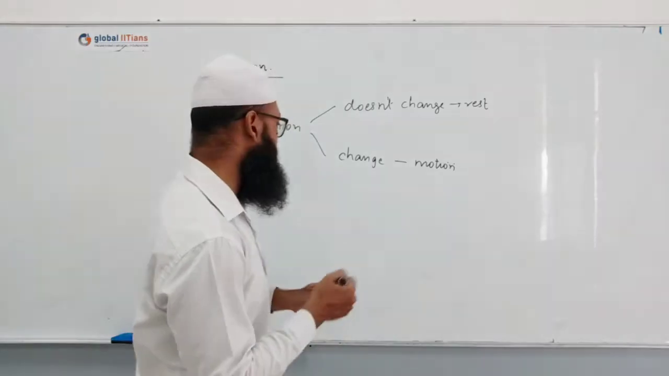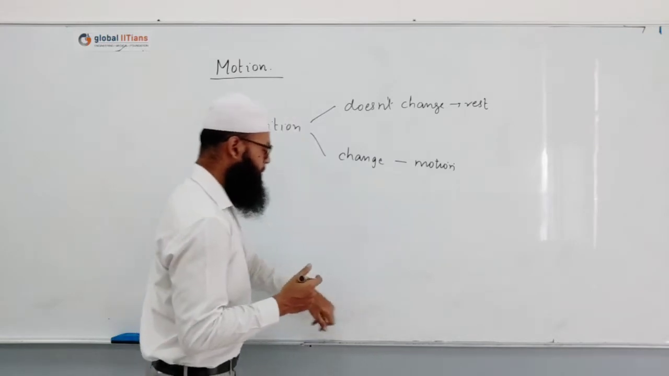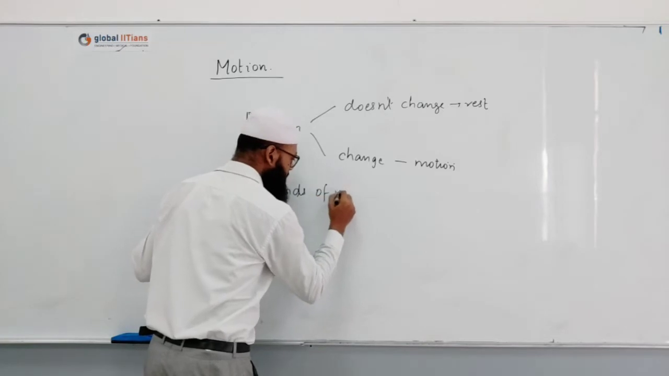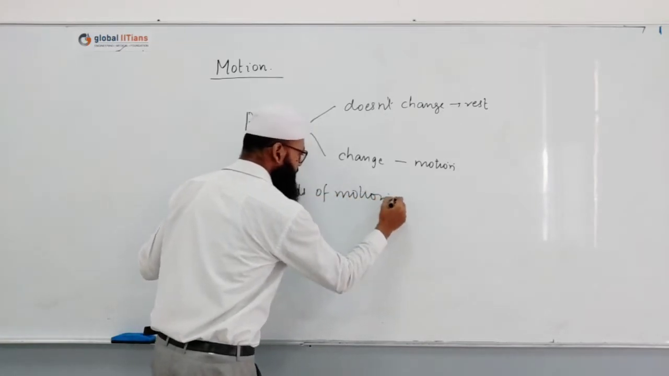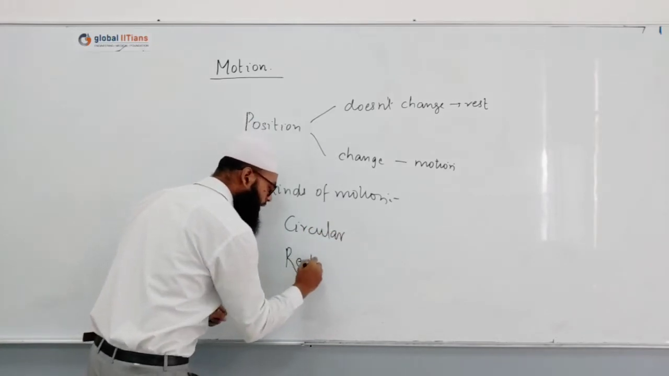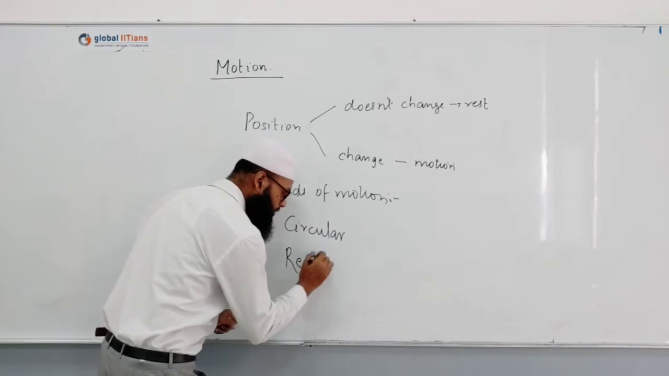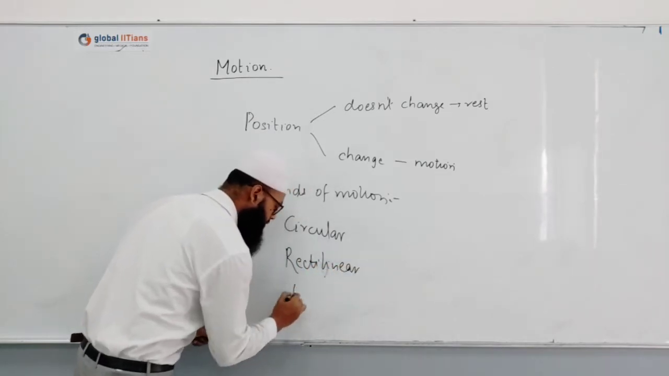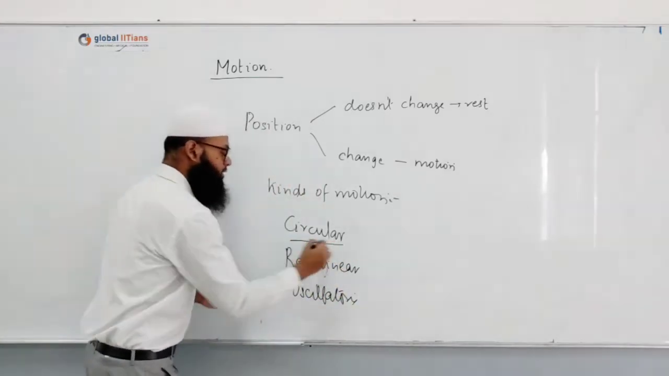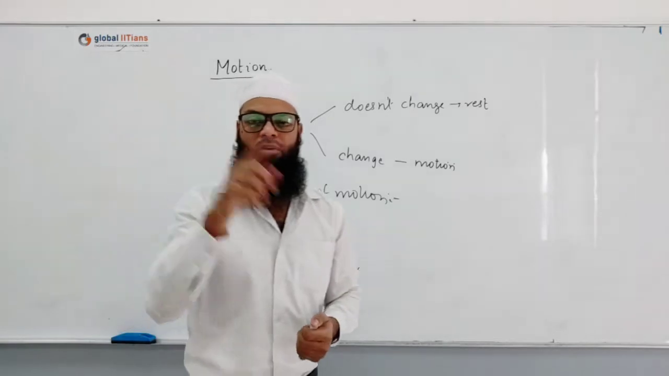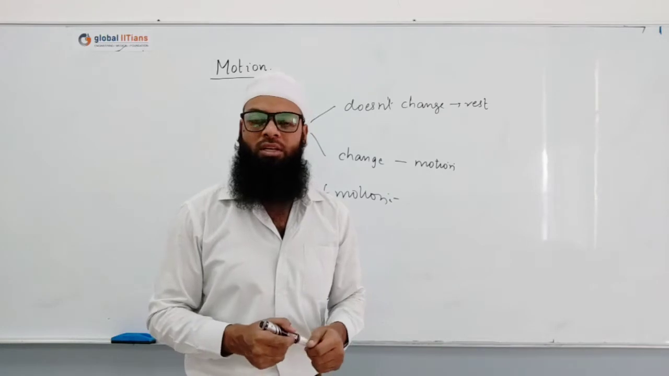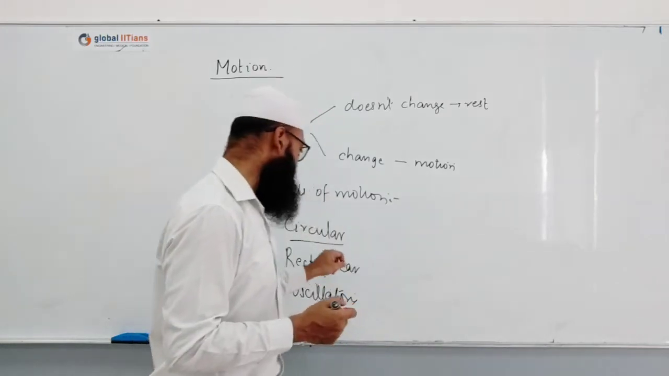Okay guys, in physics we have many kinds of motion, but now we are going to study three types of motion. One is circular motion, another is rectilinear motion, and then there is oscillatory motion. What are these? We are going to study. Circular motion is the kind of motion that happens in a circle. For example, the rotation of Earth around the Sun, or the rotation of satellites around the Earth, is an example of circular motion.